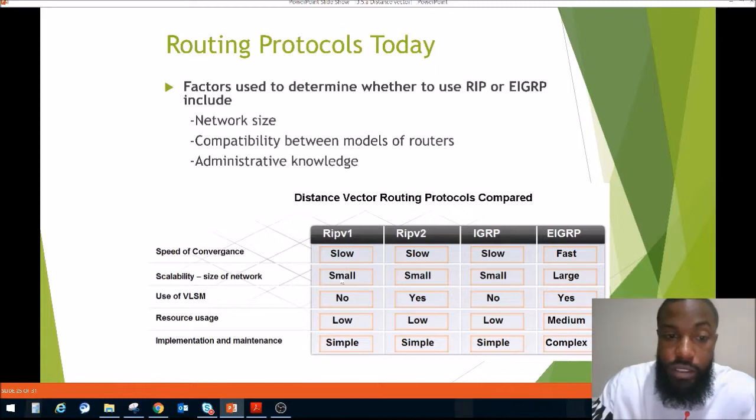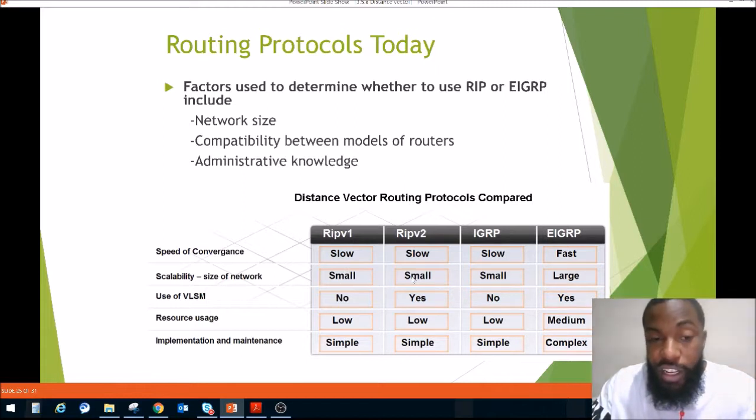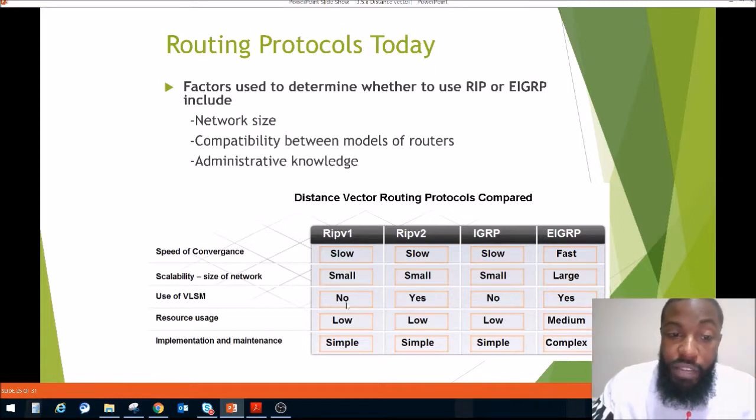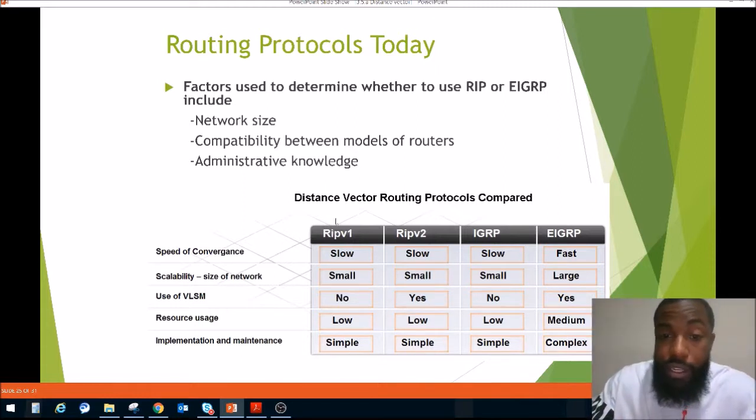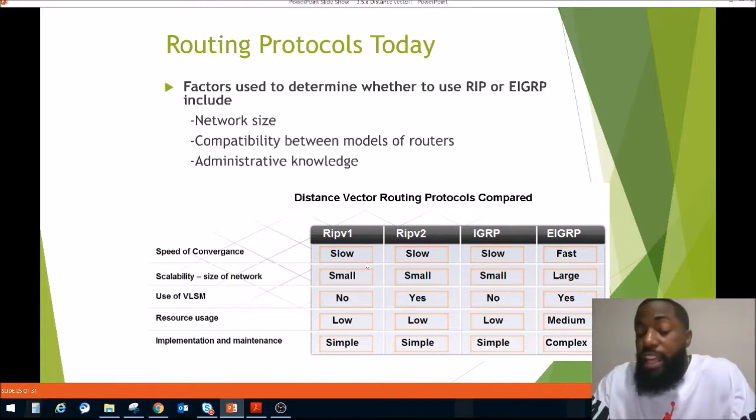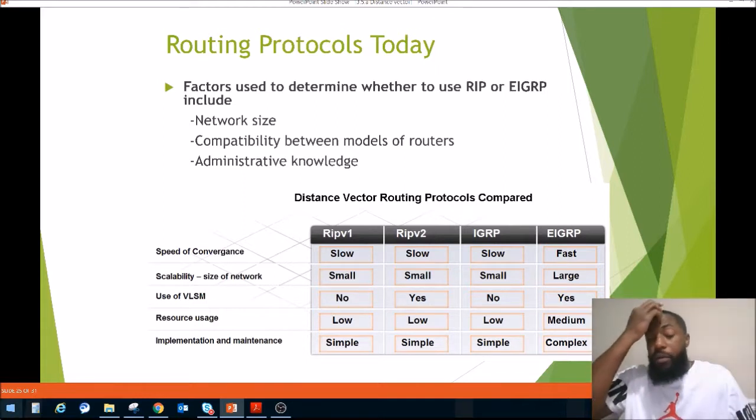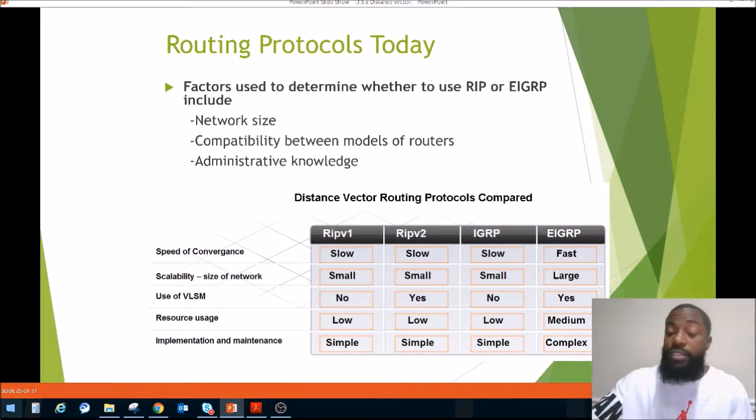Slow, small for scalability. Use of VLSM, no. Yes for router 2, okay, woohoo. And then router usage, okay, it's low here and simple to maintain, but look, it's slow and small for scalability. RIP is barely any pros to really use it. That's probably why it's not really in use today.